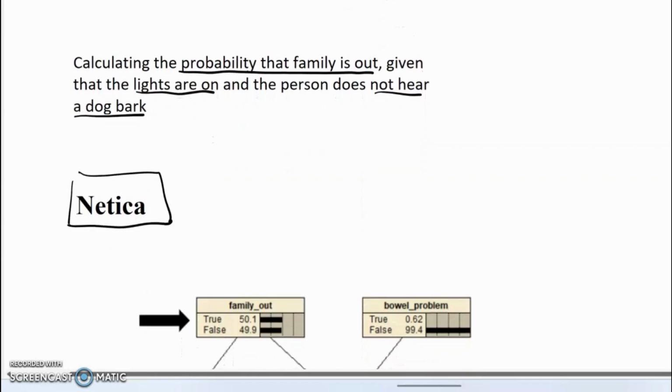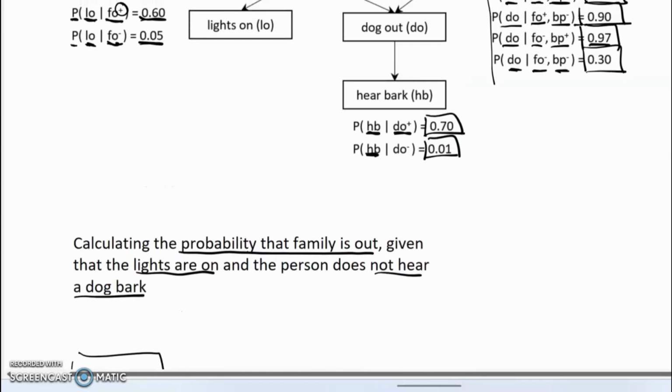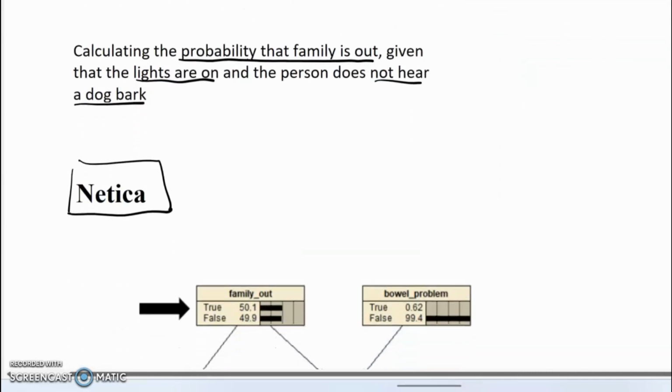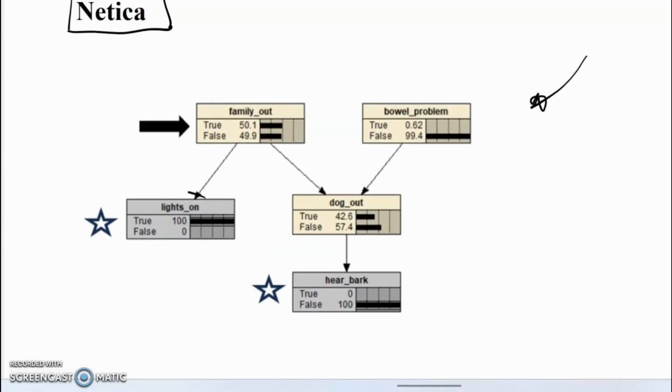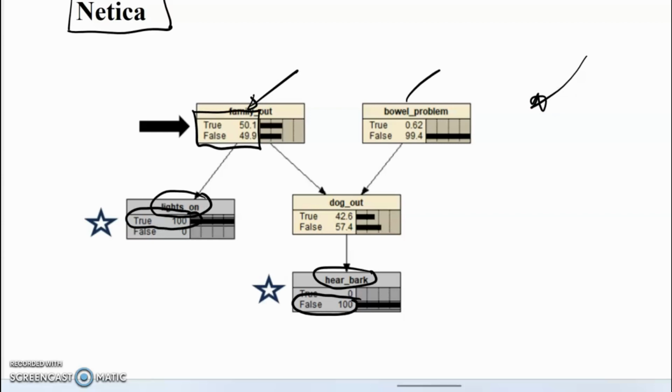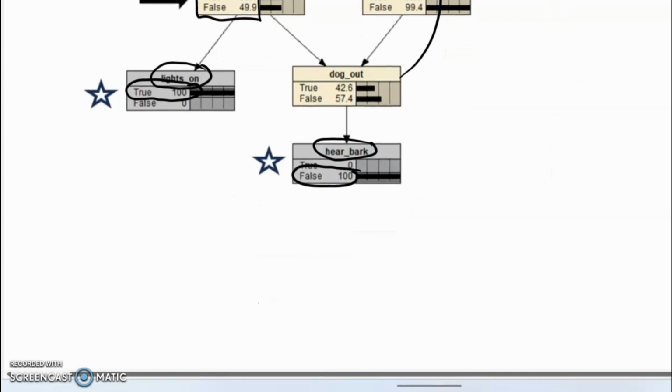To do that, I went online to this package called Netica. I took this network, a series of drop-down menus, essentially recreated it here, and then put on the data. So the data: are the lights on? Yes, they were. True, 100%. Was a bark heard? False, no bark was heard, 100%. And it automatically calculates the posterior probability that the family is out, which is 50%. It calculates these other posterior probabilities as well, but they are not so interesting.